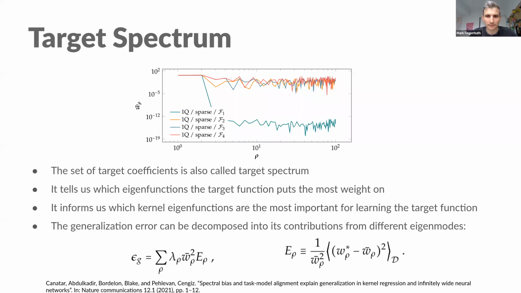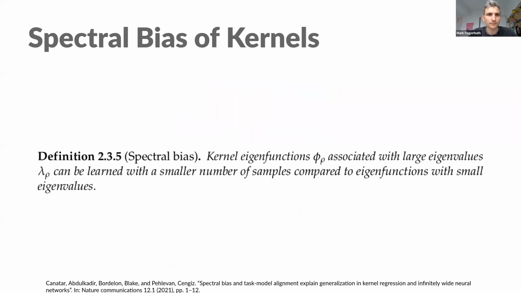And that will become quite important down the road. And so one important insight from this paper by Chanata et al., which was applied to classical kernels, is the observation of what is called spectral bias. So spectral bias means that kernel eigenfunctions phi rho that are associated with large eigenvalues can generally be learned with a smaller number of samples compared to eigenfunctions with small eigenvalues.